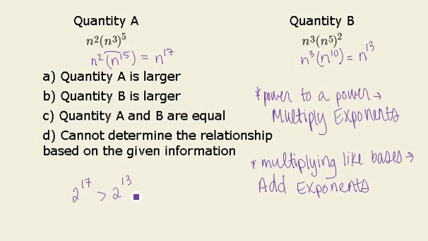However, we always have to remember that we can plug in negative numbers. We could plug in 1, for example. 1 to the 17th equals 1 to the 13th. That automatically gives us two different answers. Also, we could plug in negative numbers. Negative 2 to the 17th is actually going to be less than negative 2 to the 13th. So with all these different answers, what we have to come up with is that we cannot determine the relationship based on the given information.